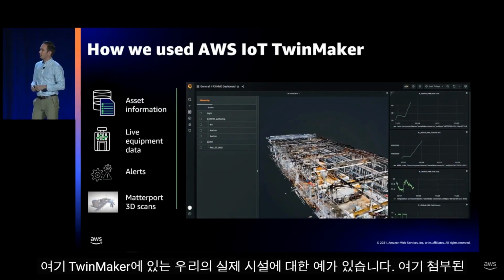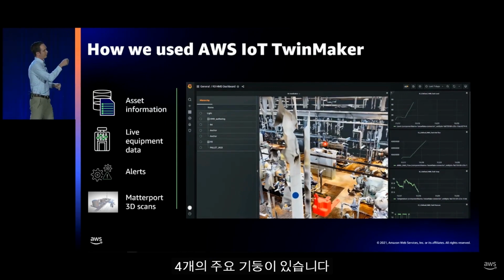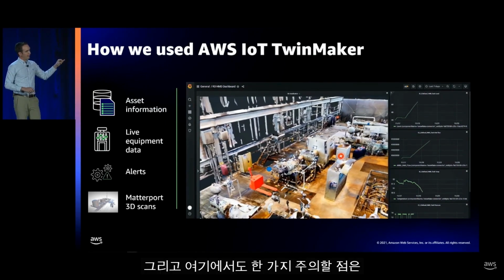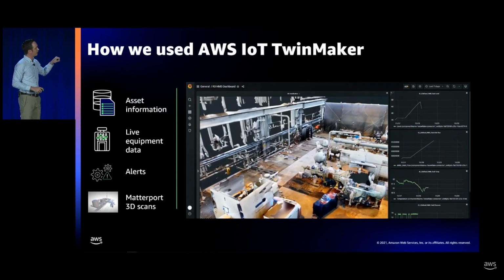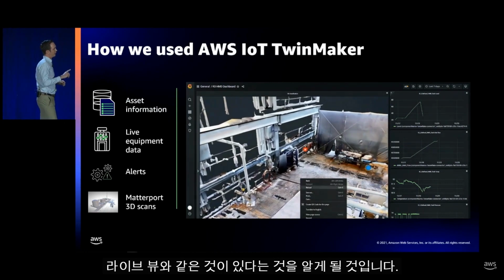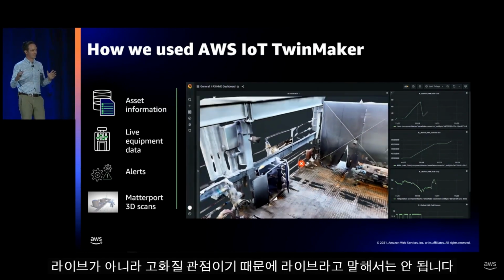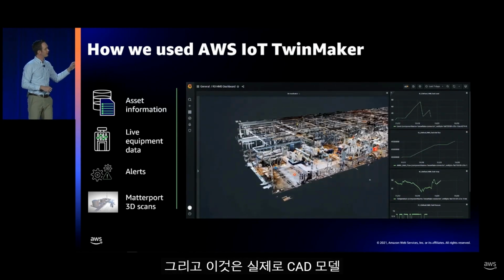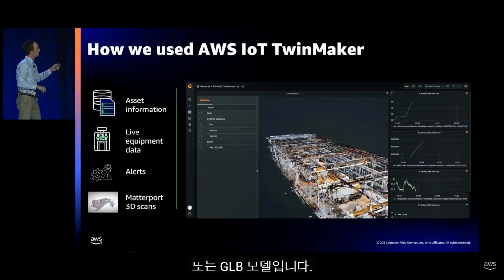So here's an example of our actual facility in Twinmaker. And there's kind of 4 key pillars, if you will, that attach here. And one caveat here too, you'll see when we jump in, there's a kind of live view, or I shouldn't say live because it's not live, but it's a high definition perspective. And then this is actually the CAD model or a GLB model, if you will.